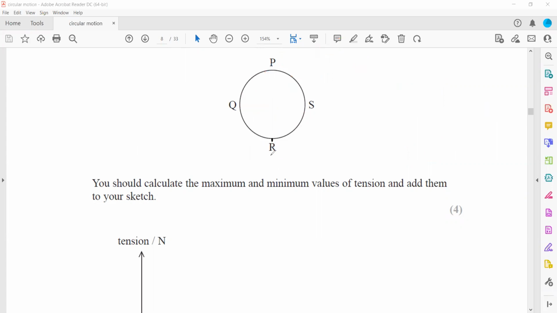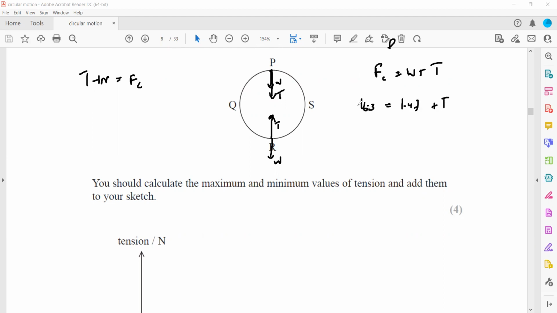When we check point R, the weight is acting downward and the tension should be upward, so T minus W will be equal to the centripetal force. And at point P, the weight is acting downward and the tension is also acting downward, so the centripetal force will be equal to W plus T. The centripetal force is 16.3 for position P, and the weight is 1.47. So we work out the tension: the tension at position P will be 14.8.